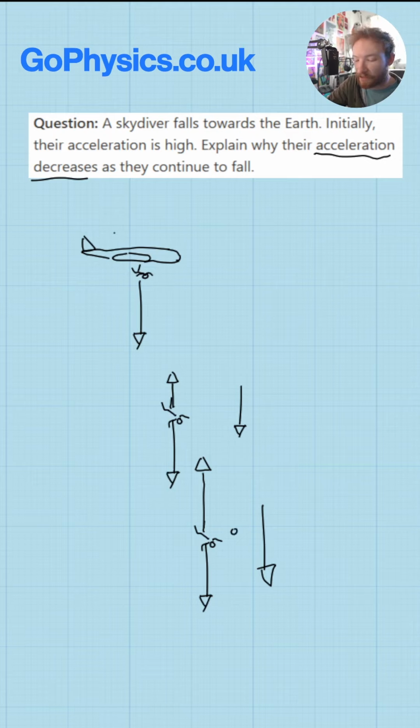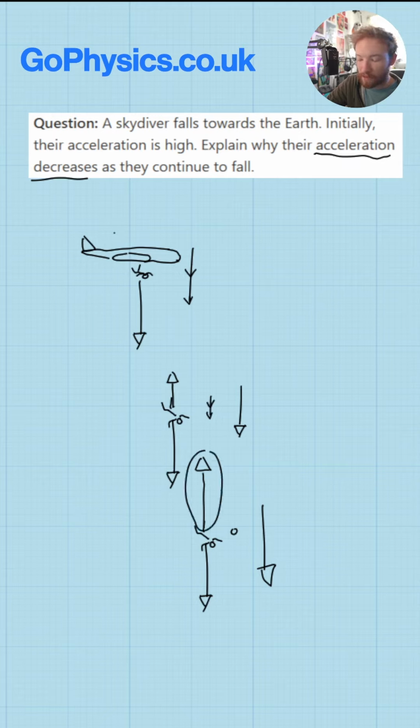So at the very beginning, there's only one force, and that is acting downwards. So there's the largest resultant force, so their acceleration downwards is largest. Then, as they start to fall a little bit further, this force starts to come in and takes a bit of that downwards force away. So the resultant force is still downwards, but just not as large. So the acceleration is still there, but just not as large.